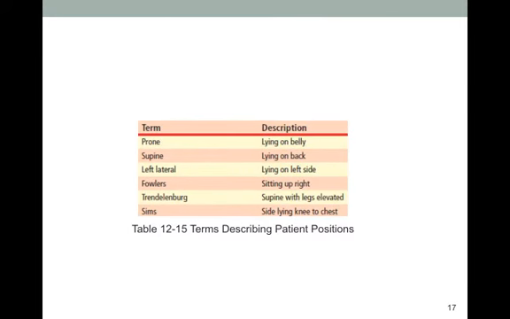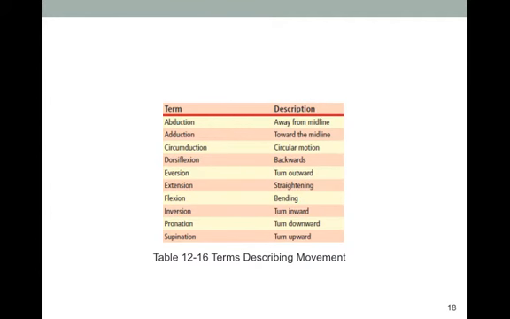Terms describing patient positions, we use these quite commonly: prone, supine, left lateral, Fowler's, Trendelenburg's, Sims. Terms describing movement: adduction and abduction. Abduction, away from the midline. Adduction, towards the midline. Dorsiflexion, backwards. Eversion, turn outward. Extension, straighten. Flexion, bending. Supination, turn upward.